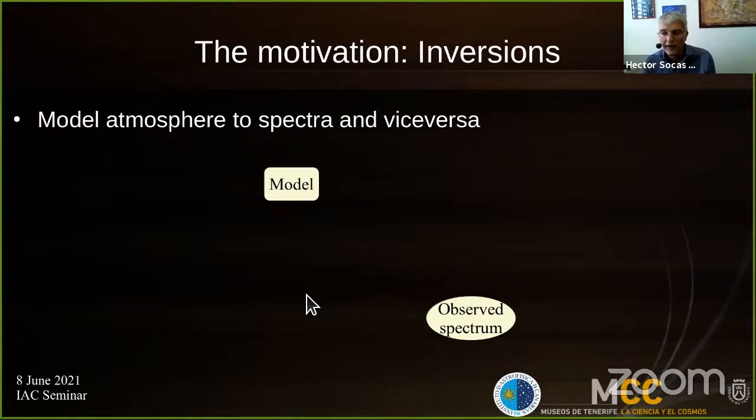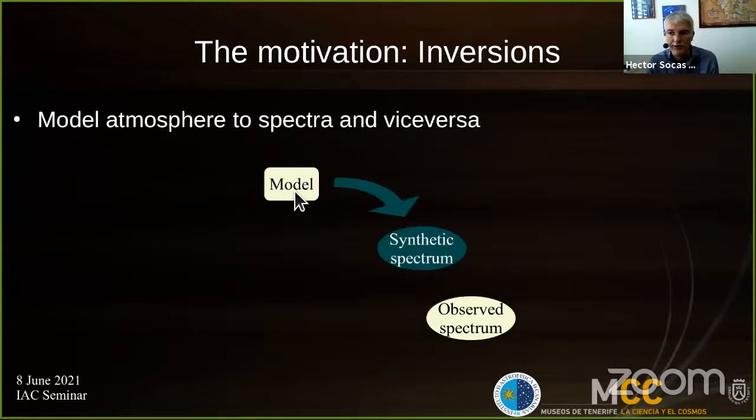But what you are interested in is the physics of the atmosphere that is underlying that. In order to go from a model atmosphere to the spectra, you do spectral synthesis, and this is fairly well established, and in most cases we know how to do this pretty well. But then there's the other problem, how you go from spectra to model atmospheres. And this is what we call inversions, but the name is not standard. Other fields use different names for these sort of things.